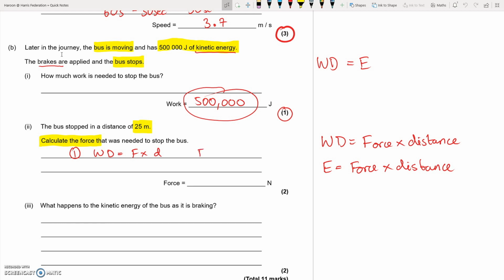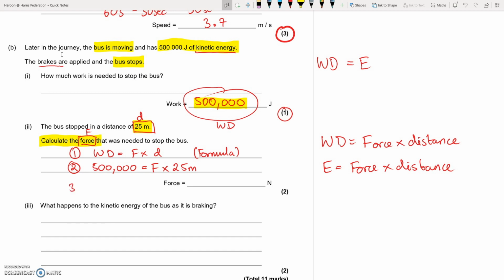Next thing that I need to do is substitute the values that I have into that formula. So I know my work done, i.e. the energy is 500,000. What I'm trying to figure out is the force. Don't know that. But I do know the distance is 25 meters. What I should have said was that here I should put a little d there. That's a good way to get into the habit of the question. Always highlight what you have and what you don't have. So I'll even highlight this here and say that is my work done.